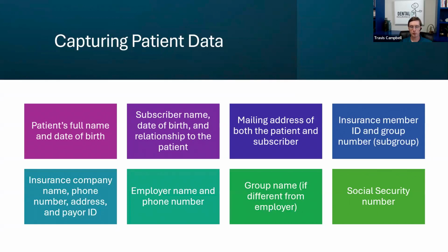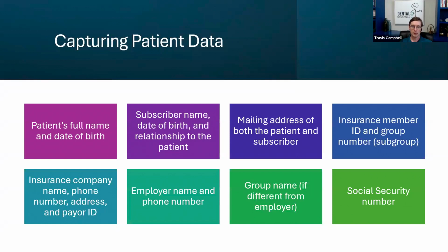Now, while that may seem weird, it's because many times insurance companies do not have just one location. And if you send claims to the wrong location, you're going to have challenges. You also have employer name and number, and this is kind of part of that whole get the group number idea. You got the group name if it's different from the employer, which it could be. And then always, always, always get the Social Security number.